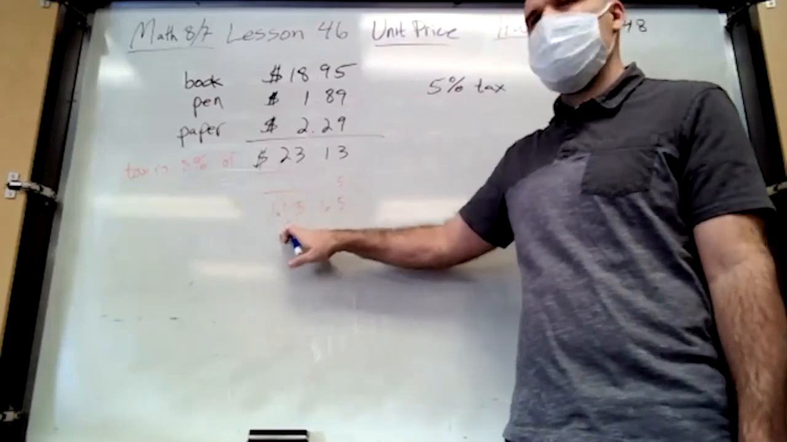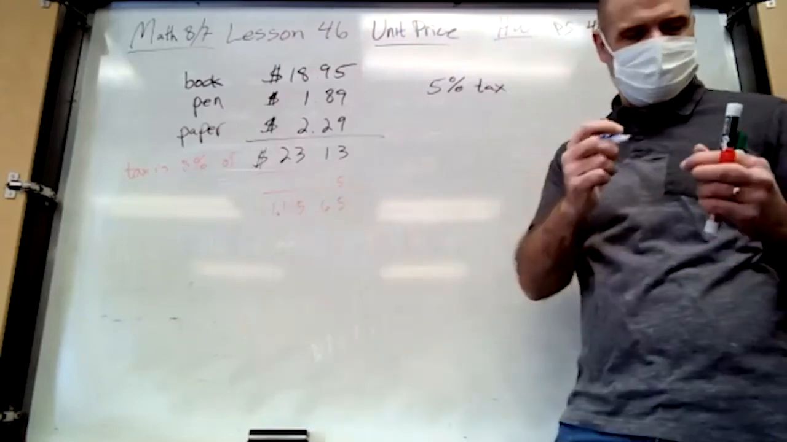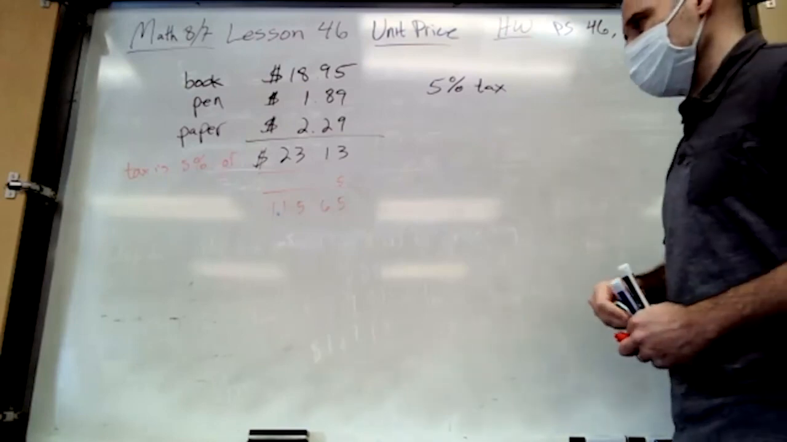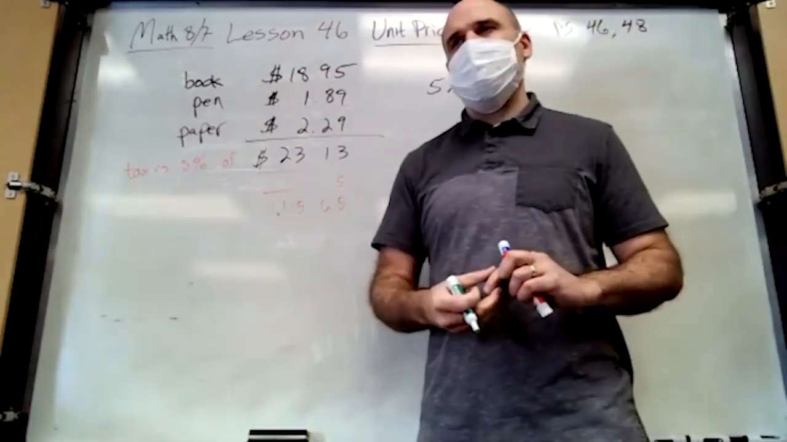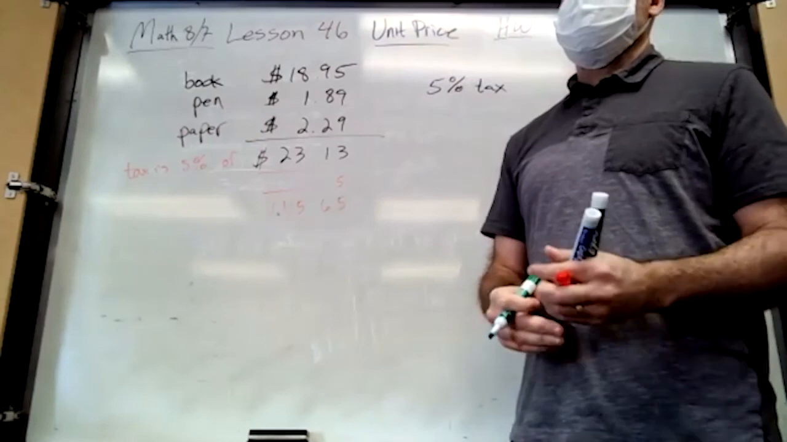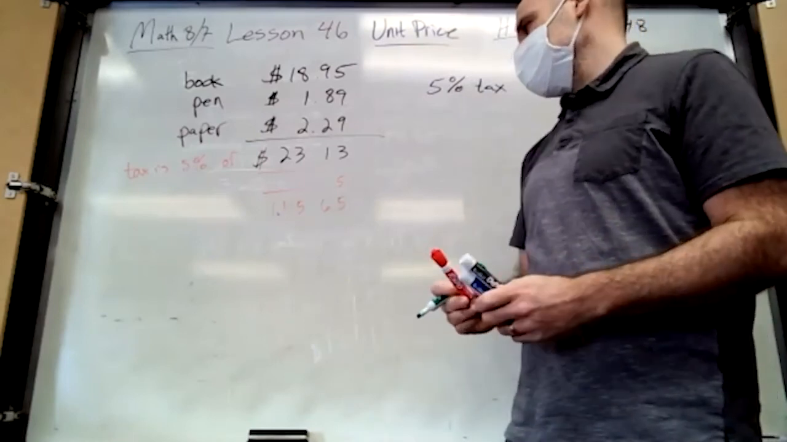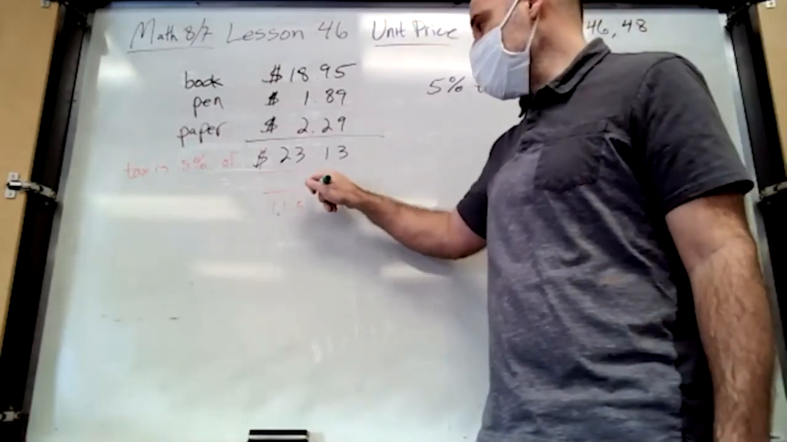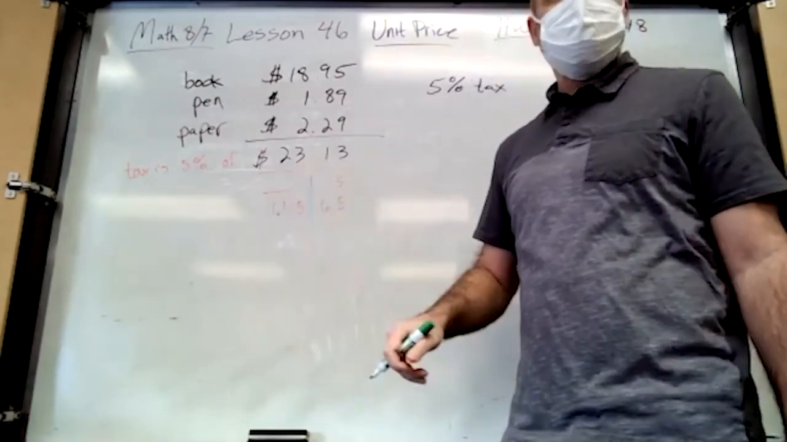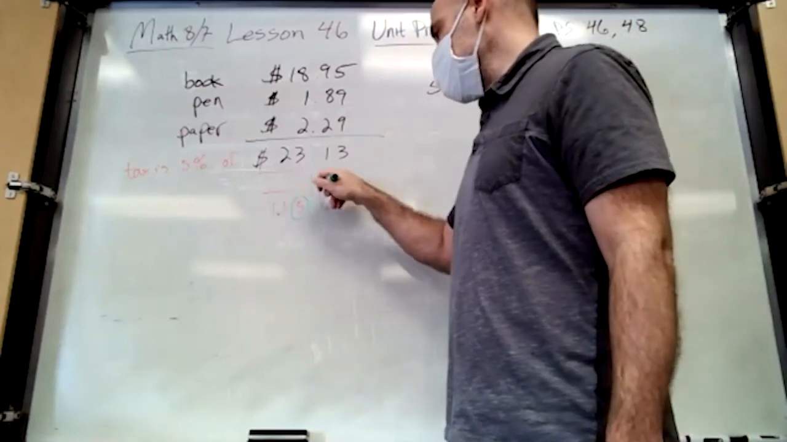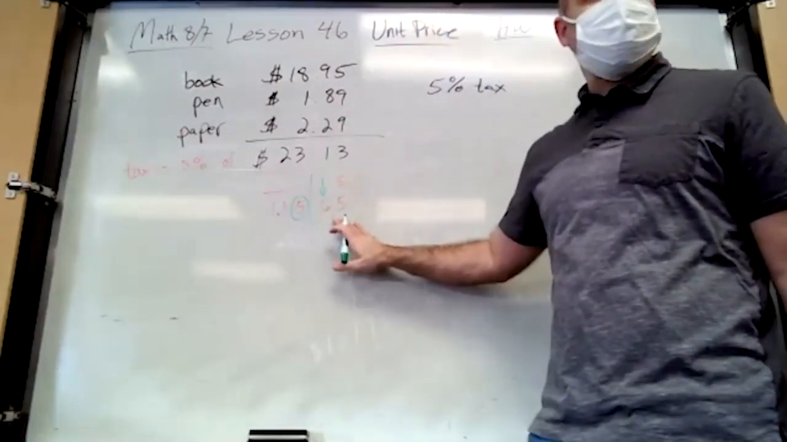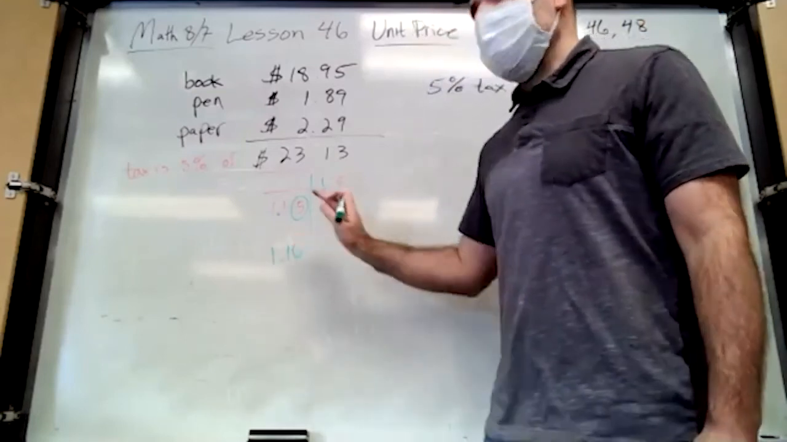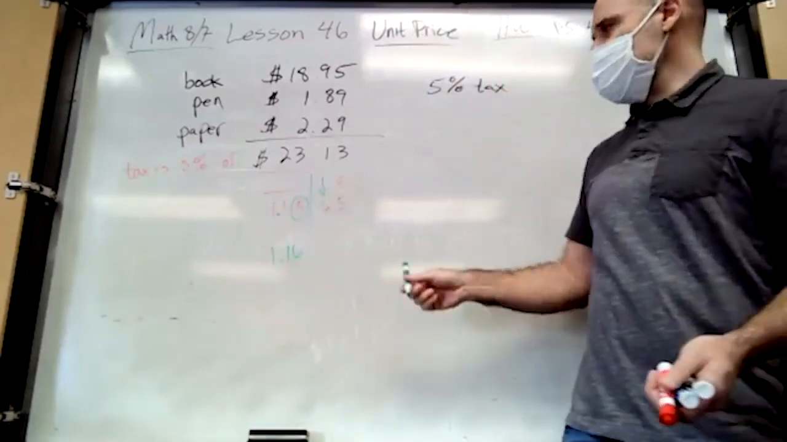Okay, but what's the problem with this in the money world? You can't really have 1.1565 of a cent. Right, so let's round it to the money. Money stops right there, so we're going to round this by looking at that 6. That 6 says go up, so that's $1.16.